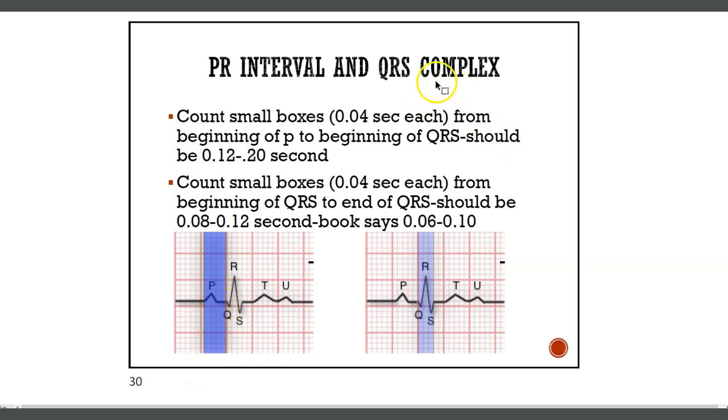Now, with the QRS complex, we measure from the beginning of the Q to the end of the S. Ideally, it should give us 0.06 to 0.10. Again, other references, especially in different hospitals, usually give normal values of 0.08 to 0.12. But for this specific program and this course, we're going to follow our textbook.